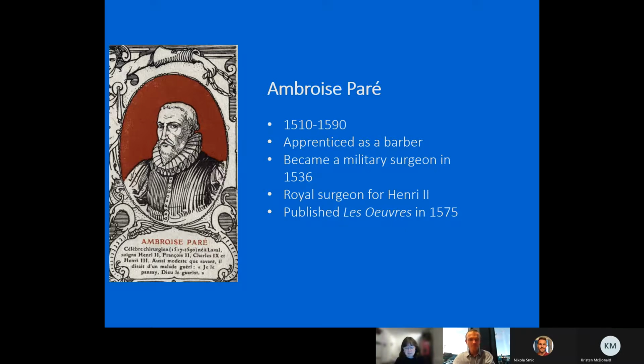So before we have a look into Ambroise Paré's work in more detail, I thought it would be worth contextualizing the culture of Renaissance medicine in which he worked. So if we move on to the next slide now, Richard.